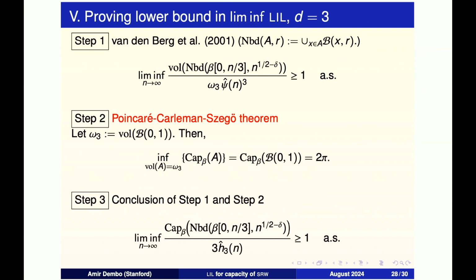And then you can use the Pólya-Szegő theorem that tells you that the infimum of the capacity of any set given the volume is the capacity corresponding to the ball. This is not Brownian, but a ball. And this is equal to 2 pi. And you can combine the two to get yourself immediately a lower bound for the capacity in the Brownian case. And because of the invariance principle, this will translate to the random walk.